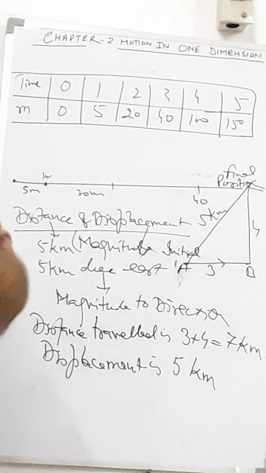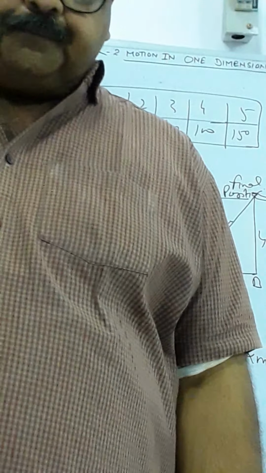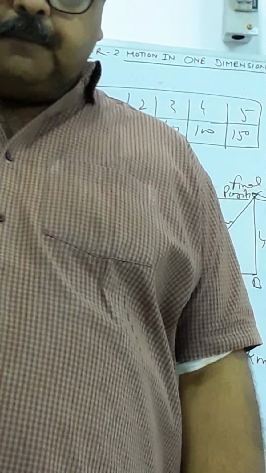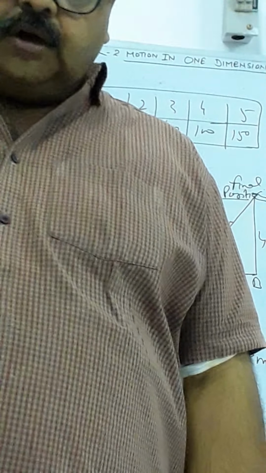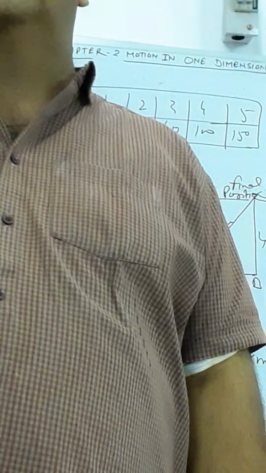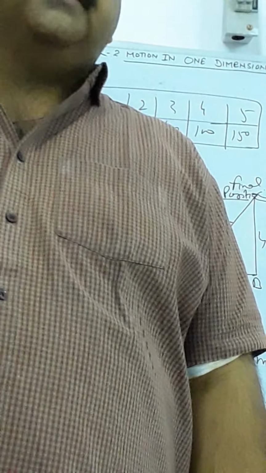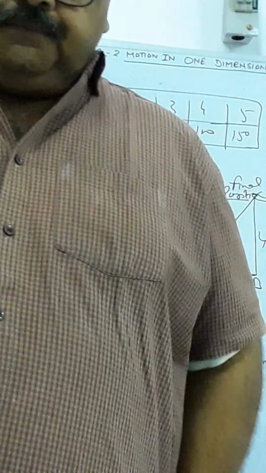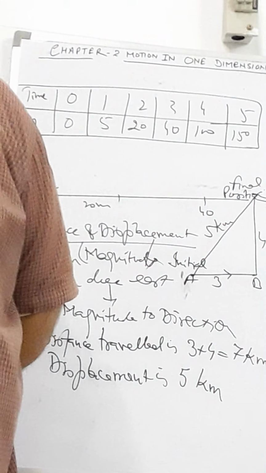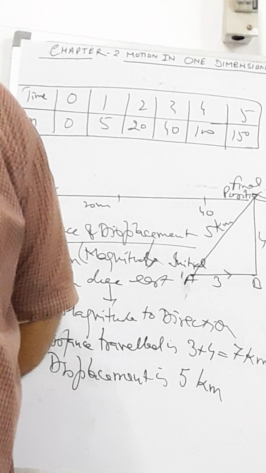Distance is a scalar quantity, it has magnitude. Displacement is a vector quantity, it has magnitude and direction. Third point: distance depends on the path followed by the object. Displacement does not depend upon the path followed by the object. Distance is always positive; displacement can be positive or negative depending upon its direction. If it comes in the reverse direction, it can be negative also. Fifth, the magnitude of displacement can be less than or equal to the distance.